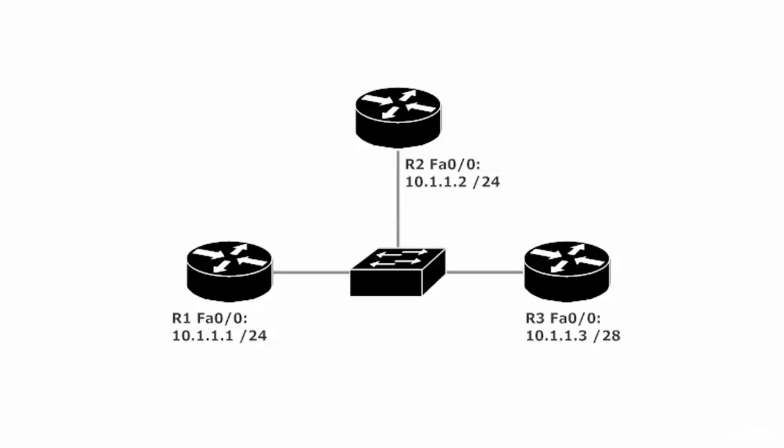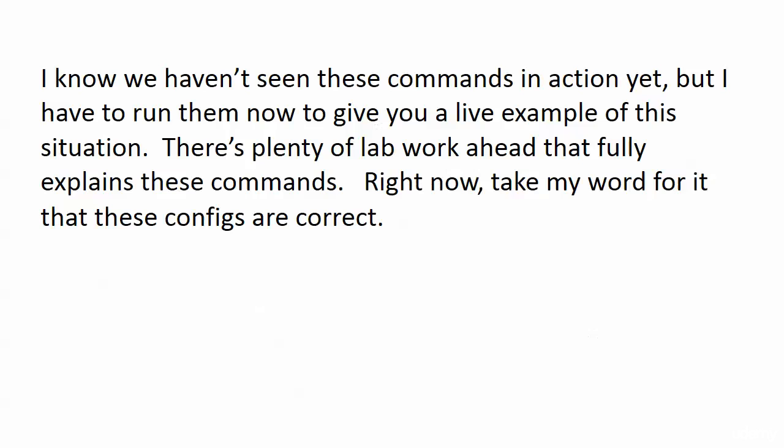So right now, routers 1, 2, and 3 are on the 10.1.1.0 subnet, but notice that router 3 has a different subnet mask. It's got a /28, where the other two have a /24. Now pings are going to go through just fine, but let's see if OSPF does.